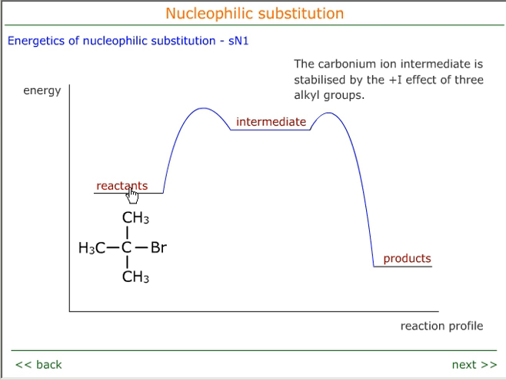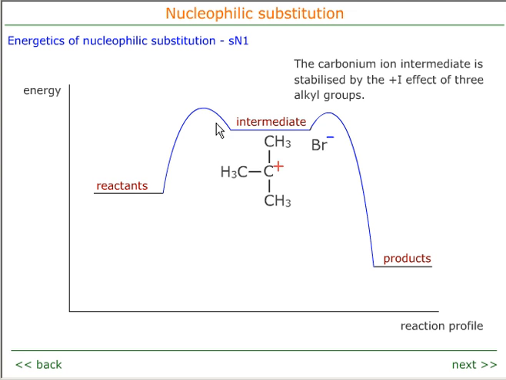If we look at this in terms of an energetics profile, first of all we have the reactant, which must break apart to give the intermediate, and this requires an activation energy here between the reactant over this hump, which is the activation energy, to the intermediate. Then the intermediate doesn't require much activation to get to the products.